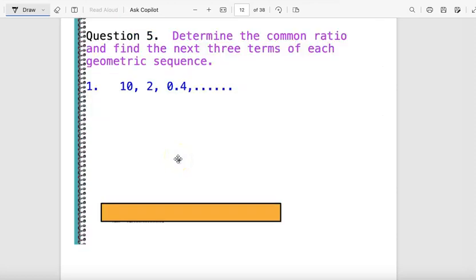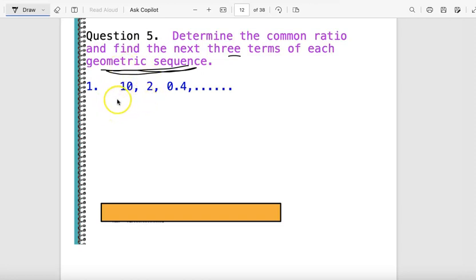Now I straight away jump to a different type of question over here. After this, the question says determine the common ratio. Now common ratio means R, and R is your A2 divided by A1 and A3 divided by A2. Find the next 3 terms of each geometric sequence. Read this part over here where it says geometric sequence. This tells you what you have to do over here.